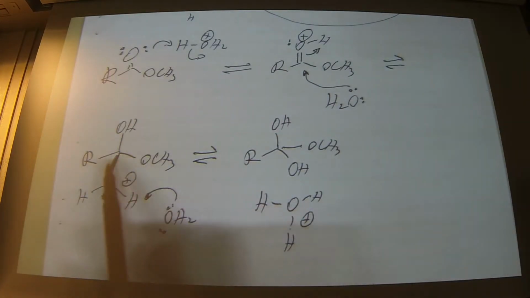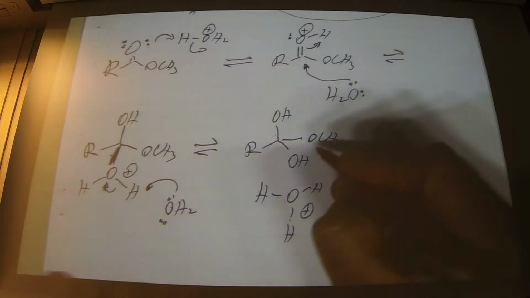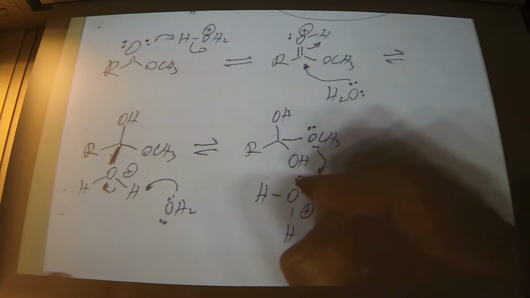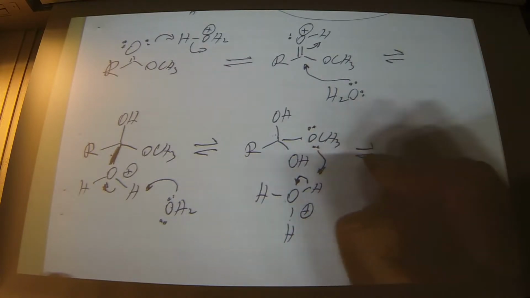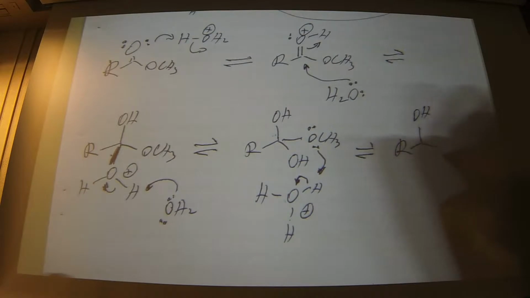This is the conjugate acid, that's the conjugate base. This is the conjugate base, that's the conjugate acid. So acid-base chemistry. Now, the next thing that happens is a lone pair here picks up a proton. And the next thing that's going to happen is I'm going to have a OCH3 plus right there.